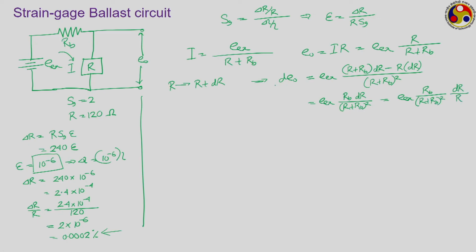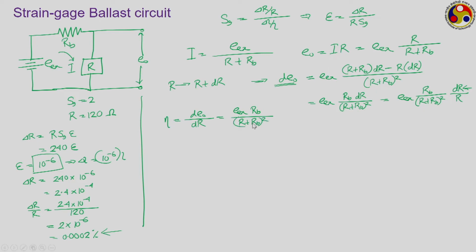So, this is the change in output, E naught initially having some value, and this is the corresponding input dr. In this ballast circuit we have to check the sensitivity. Now, how can we define sensitivity? Do you remember what was the definition of sensitivity? Sensitivity is the change in output corresponding to per unit change in input. What is your output here? E naught is the output. So, this is the change in output corresponding to the change in input dr. If we take help from the previous expression, this can be written as Ex into Rb by R plus Rb whole square.